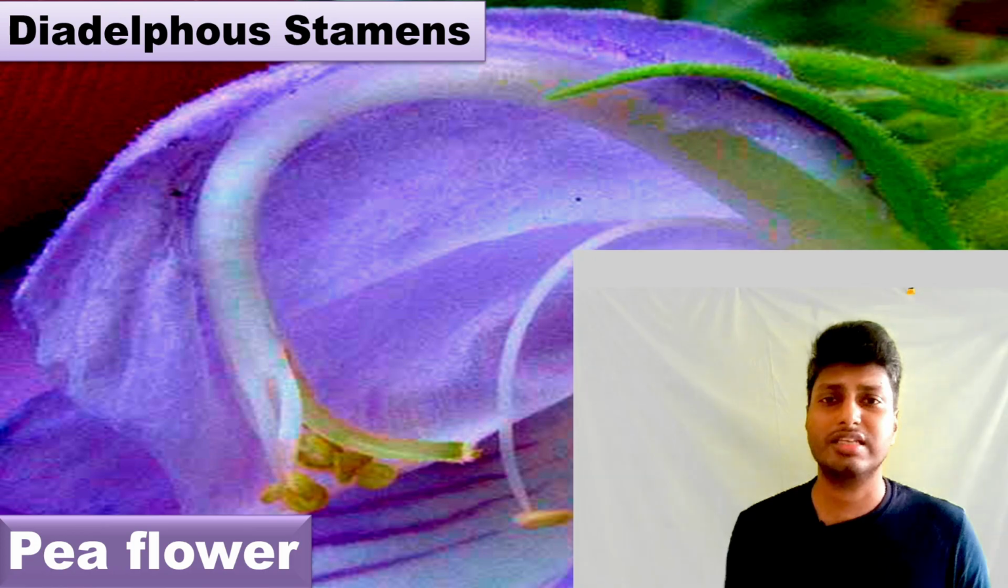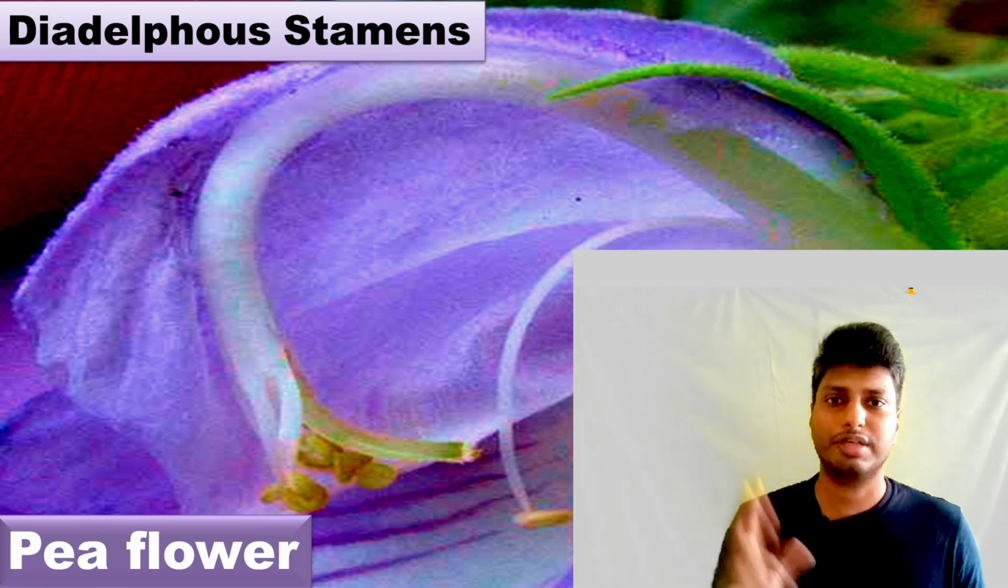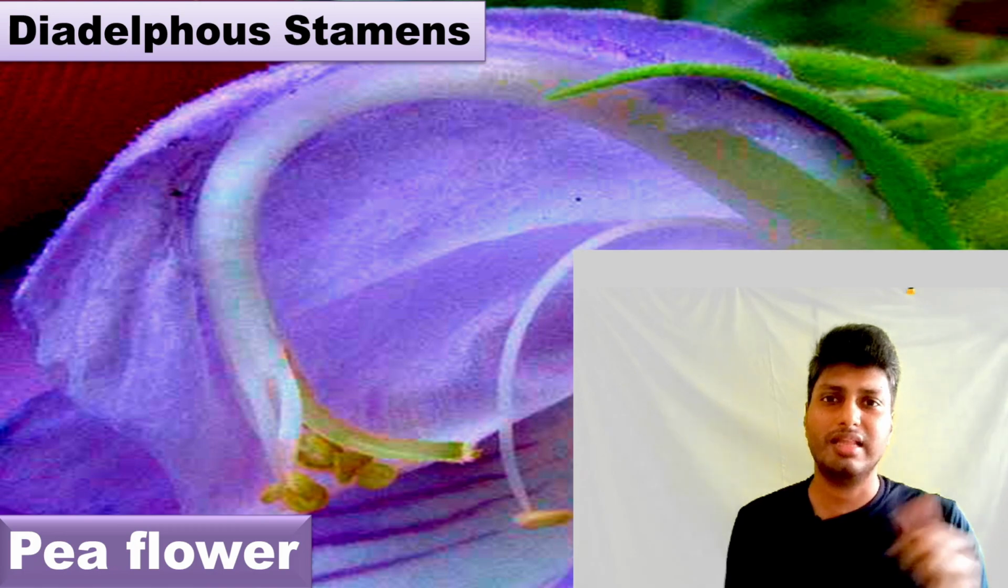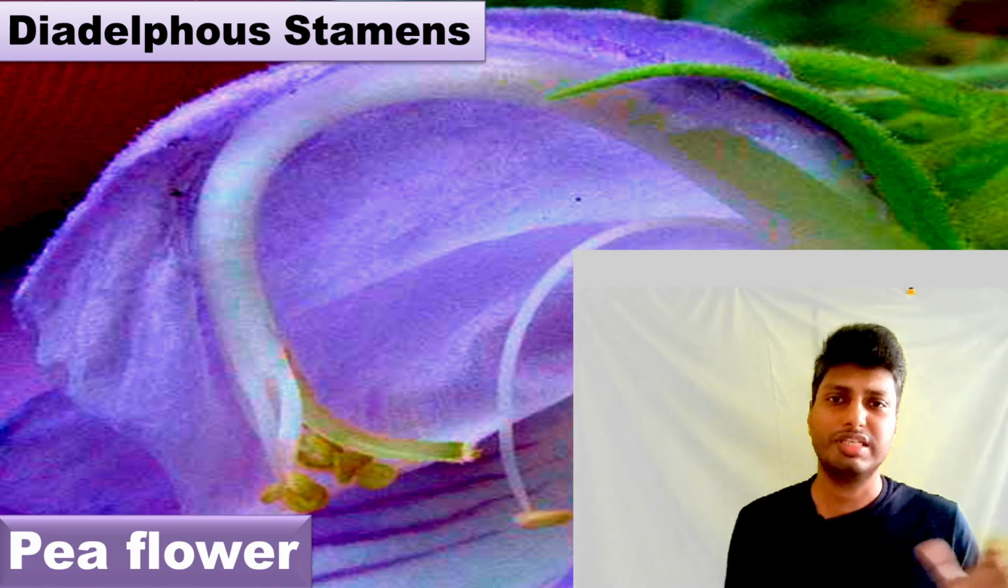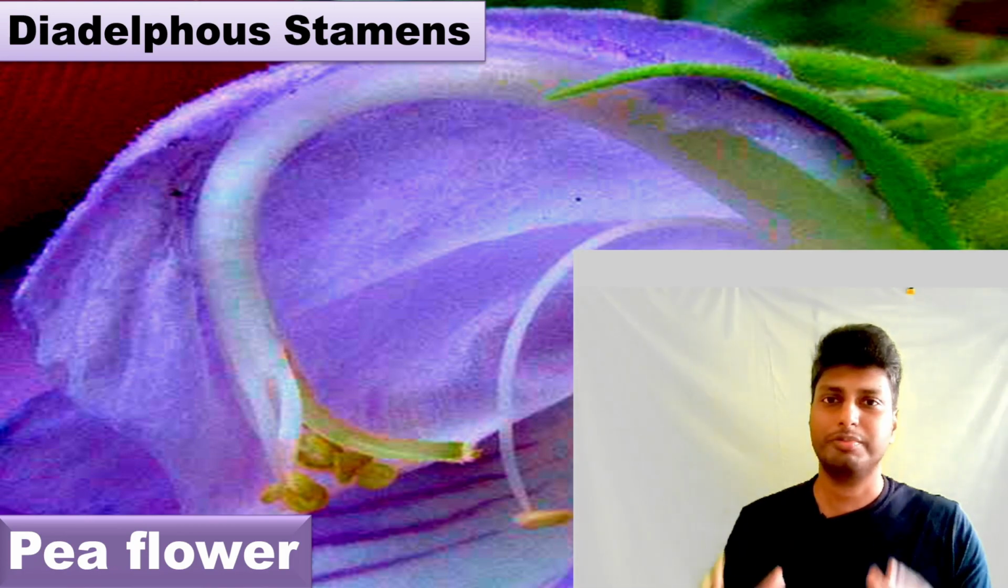Here you can see another example of a flower in which there are two bundles of stamen. On one side there is one bundle in which there are 9 stamens which are fused together, and then another bundle which is absolutely a single stamen, right? So there are two bundles, and that's why such an arrangement is called Diadelphous Stamens. Here the example of Diadelphous Stamens is the pea flower.